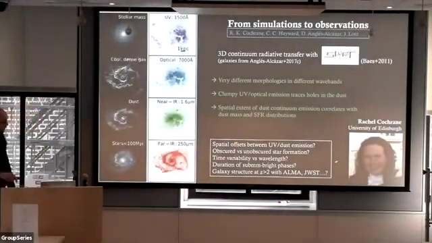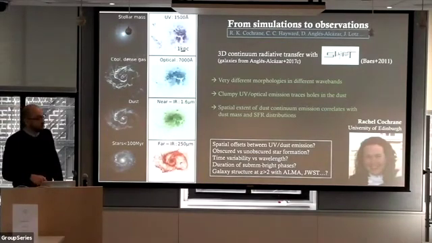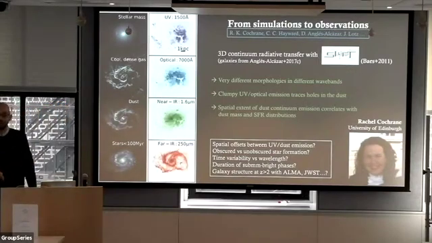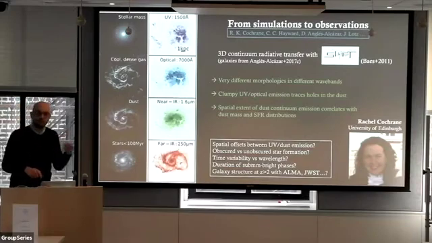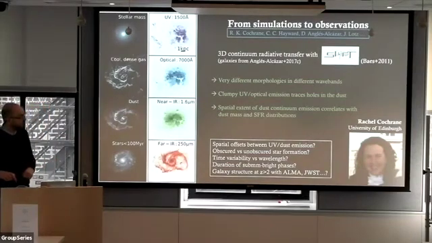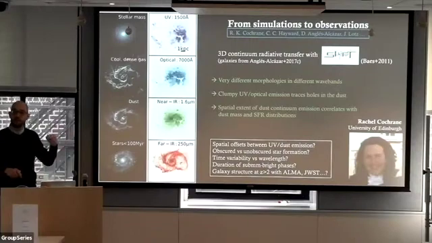highlight some very interesting work done by Rachel Cochrane, who is a graduate student at the University of Edinburgh, but as many of you know, she was here last summer for the Cadiz School. So she has used the simulation of massive galaxies to then perform 3D continuum radiative transfer with SKIRT in order to make detailed comparison to observations, and in particular to 2-millimeter galaxies.